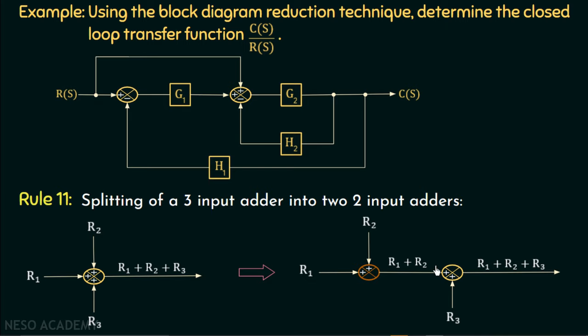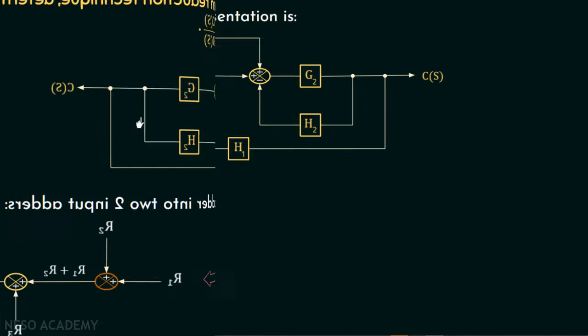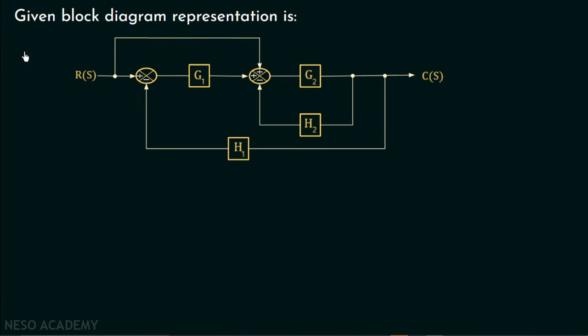And now we will apply this rule in order to split this 3-input adder into two different 2-input adders in order to solve this closed loop system. So now we have discussed rule number 11 of block diagram reduction, which is regarding the splitting of a 3-input adder. Coming back to the example, this is the block diagram representation which is given in the problem. And we have discussed that we need to replace this 3-input adder with two different 2-input adders in order to solve this closed loop system.